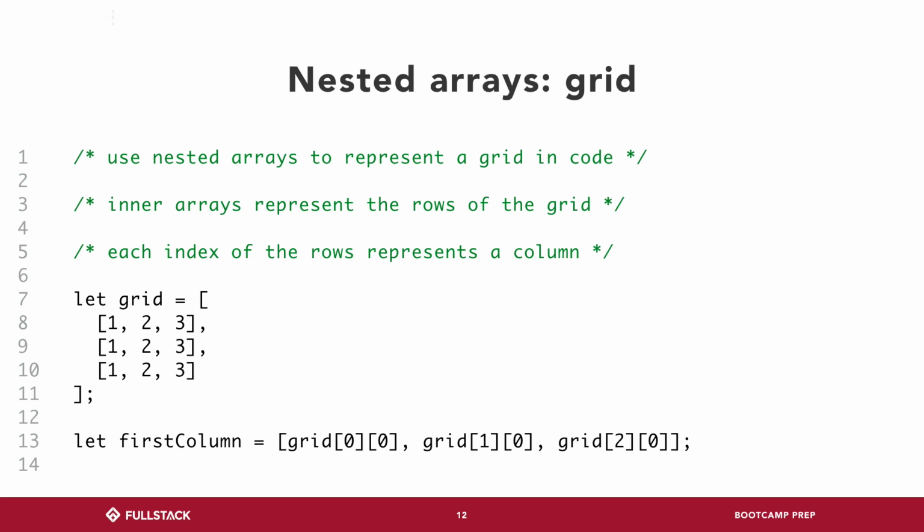So that's how you would represent a column, because this is the column 1, 1, 1, and so this item would be 0, 0, and then this item would be 1, 0, and this item would be 2, 0, and that's one column right there.